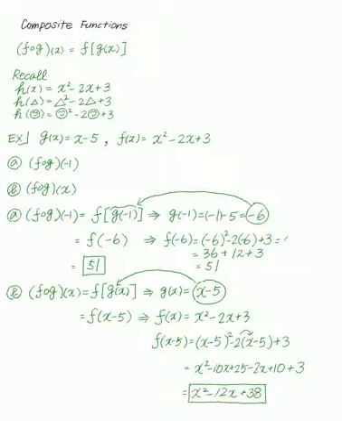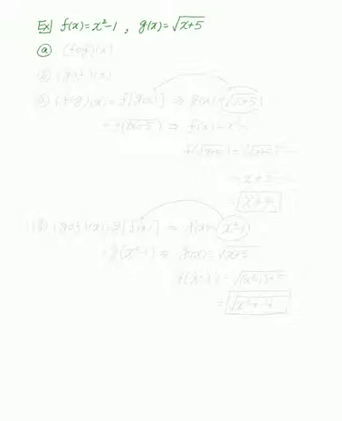All right, let's try another example, make sure we understand completely what's going on here. I'm going to have two other functions. We'll say f of x now is equal to x squared minus 1. G of x is going to be the square root of x plus 5. And part A is going to be, we're going to find f composite g of x.